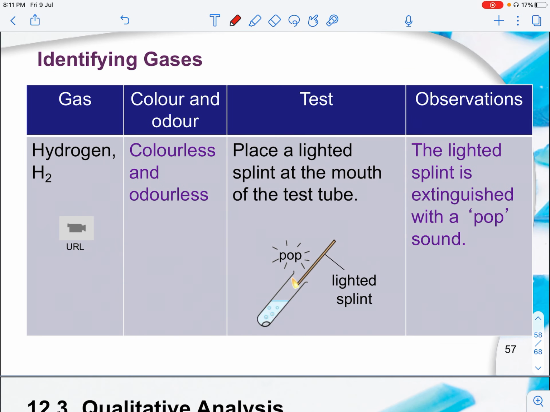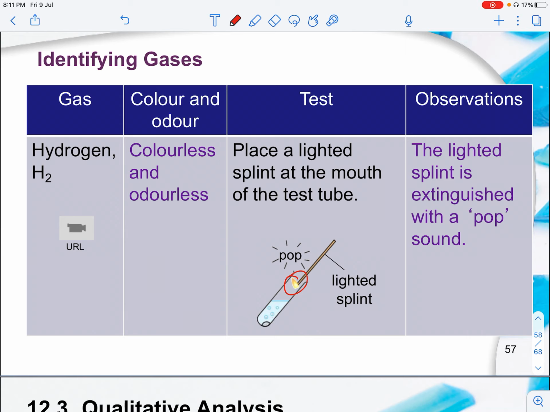So when we look at hydrogen gas, it is usually colorless and odorless. To test this, we use a lighted splint. Now, there's a difference between a lighted splint and, later on, a glowing splint. A lighted splint has a flame at the end of the stick, and this flame, in the presence of the gas, will be extinguished with a pop sound. In other words, like a mini explosion.